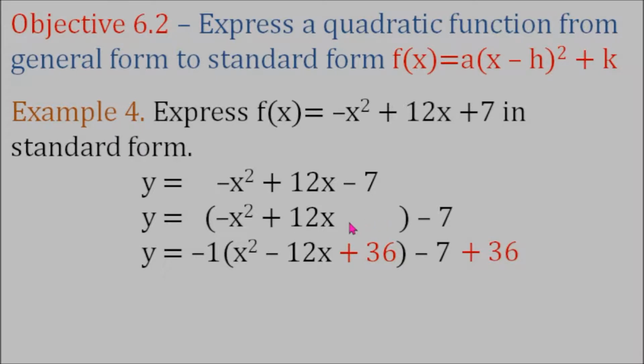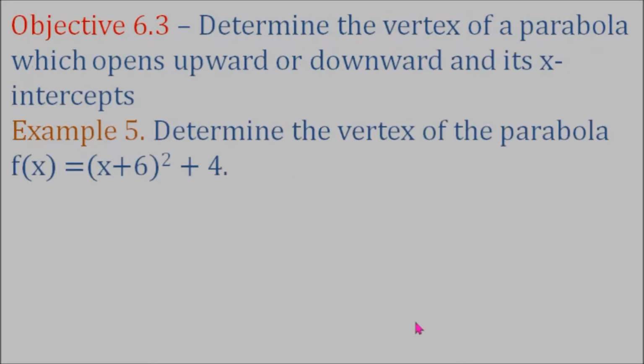So that means we added a negative 36 inside the parentheses, so we are going to add 36 outside the parentheses. We have a negative number outside, negative 1, so we can just write negative. And then to express this as the square of a binomial, we have the quantity x minus 6 squared. And then outside the parentheses, we have negative 7 plus 36, that's positive 29. So this is the standard form.